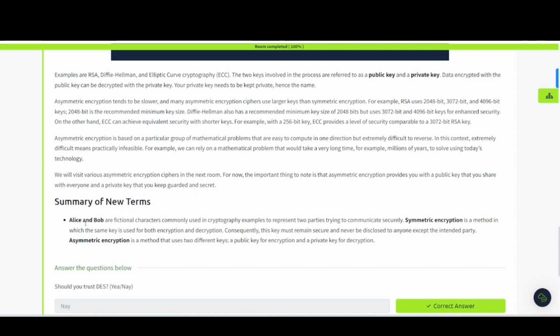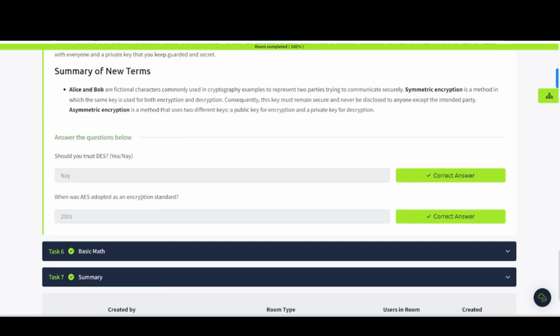Summary of terms. Alice and Bob are fictional characters commonly used in cryptography examples to represent two parties trying to communicate securely. Symmetric encryption is a method in which the same key is used for both encryption and decryption. Consequently, this key must remain secure and never be disclosed to anyone except the intended party. Asymmetric encryption is a method that uses two different keys, a public key for encryption and a private key for decryption.